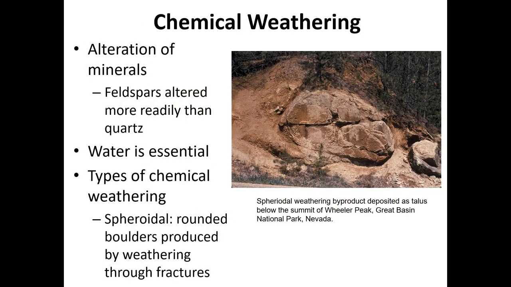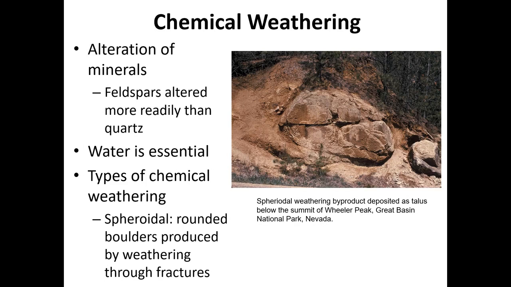Chemical weathering is an alteration in minerals. Unlike mechanical weathering, which is physical, chemical weathering is when there's a chemical change in a mineral. Again, rusting might be a good example of that. Water is essential to have chemical weathering, and different types of chemical weathering can lead to these spheroid-shaped boulders.